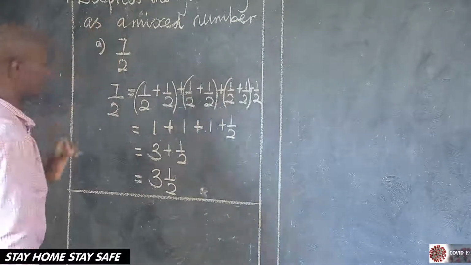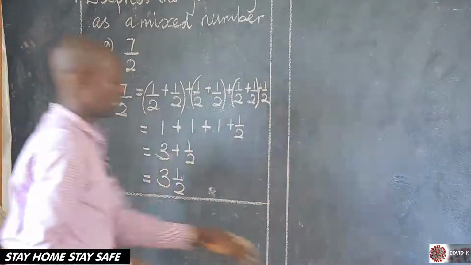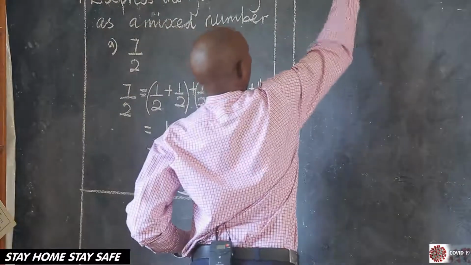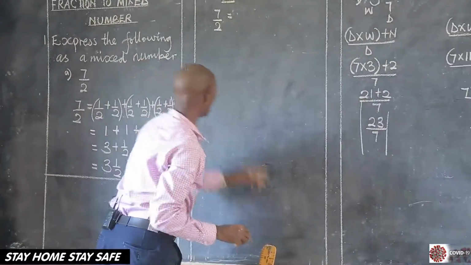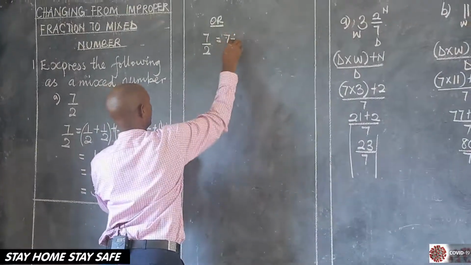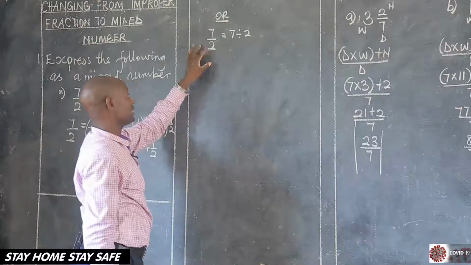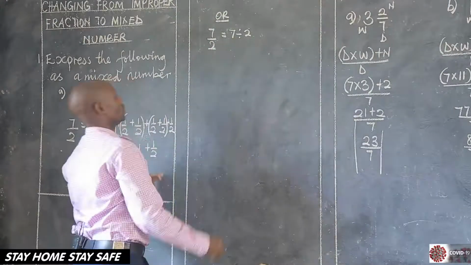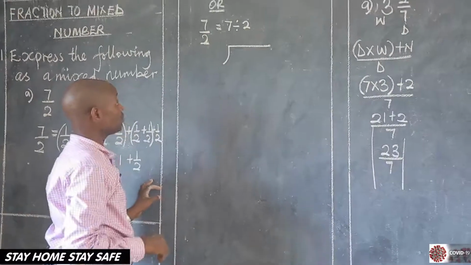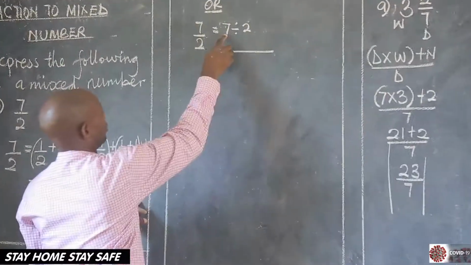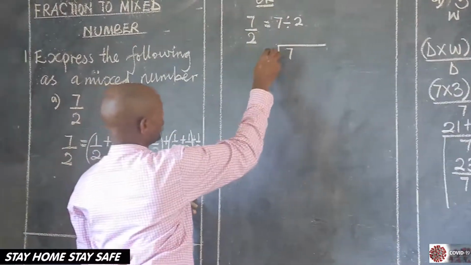So if we give you this, and I don't want to use this one, what do I do? Then I'm going to say that 7 out of 2 is the same as 7 divided by 2. Go for long division. Which number do we put inside? The first one. So we shall have 7 here, which we are dividing by 2.